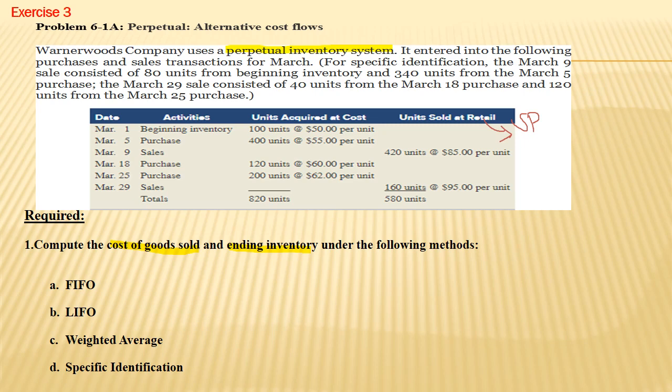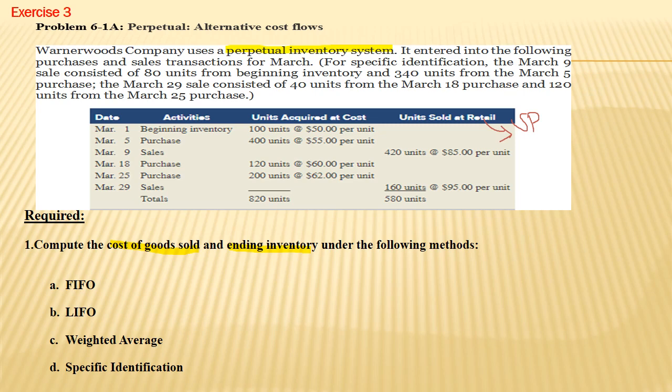So each item has a specific cost related to it. That's why it's called specific identification. Each item has a specific cost identified to it.